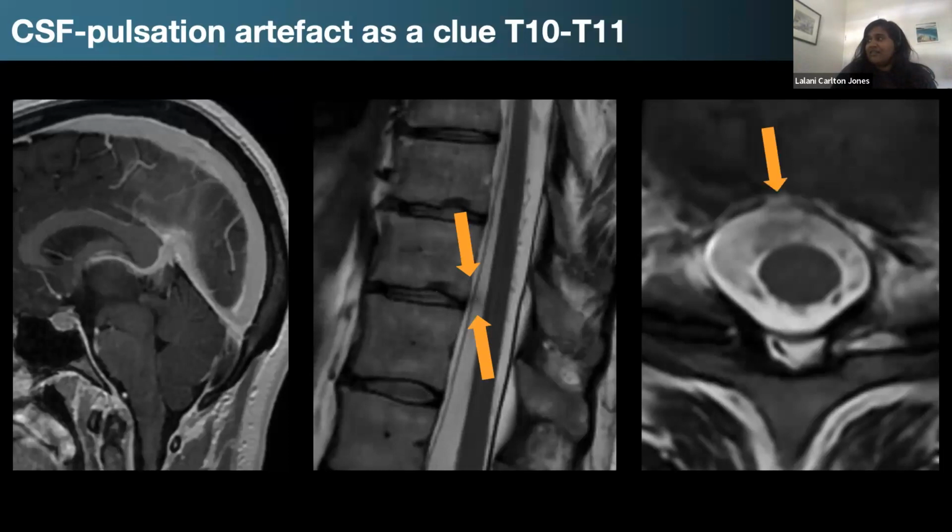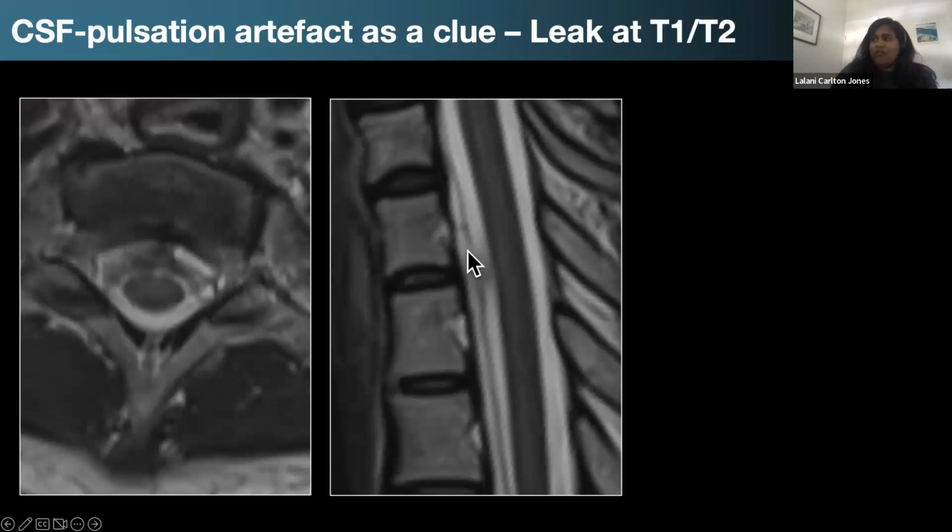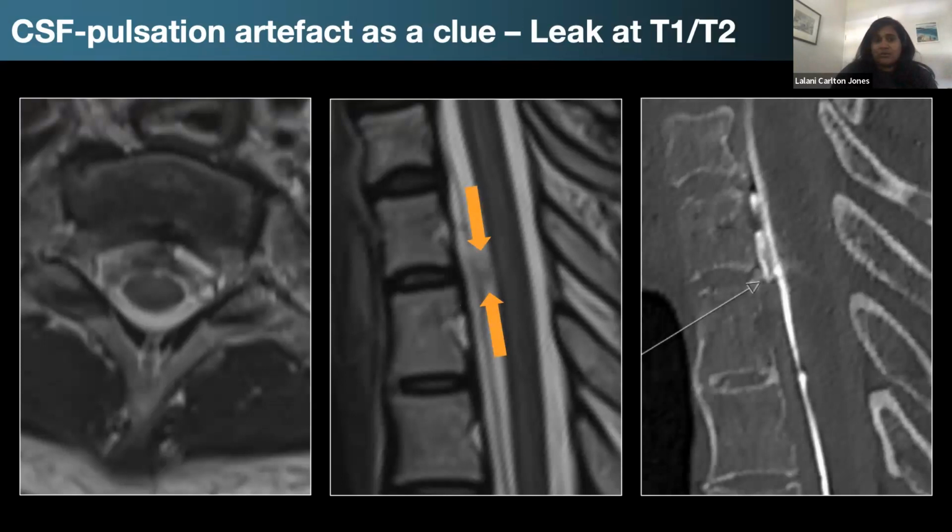And here's another example. This was at T1, T2. You can see that there's an area of indiscriminate CSF signal, and that's a flow signal that is occurring across the defect because that's where there is turbulent flow, and that was confirmed at myelography to be at the T1, T2 level. So sometimes you can see dural defects and sometimes you can see clues.